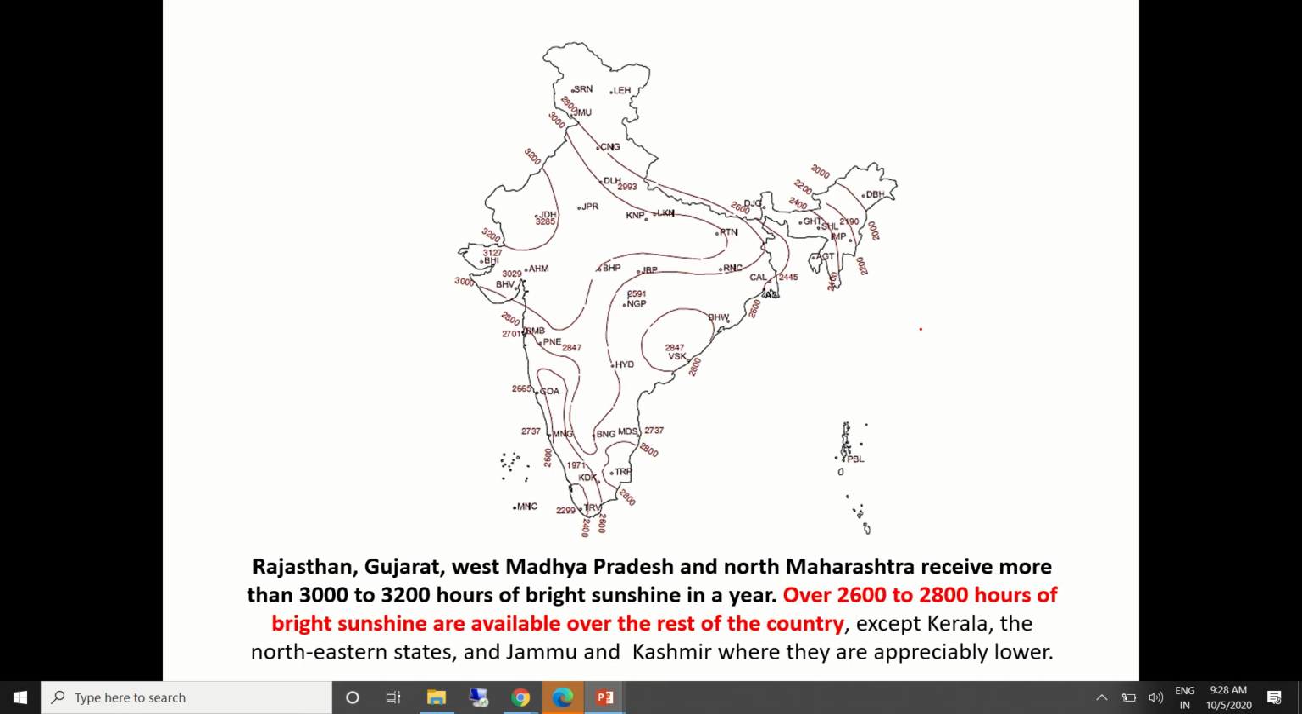These are some of the things I've taken for India, where availability of sunshine is recorded throughout the country. For example, let us say Rajasthan, Gujarat, west part of Madhya Pradesh and north part of Maharashtra receive more than 3,000 to 3,200 hours of bright sunshine throughout the year.